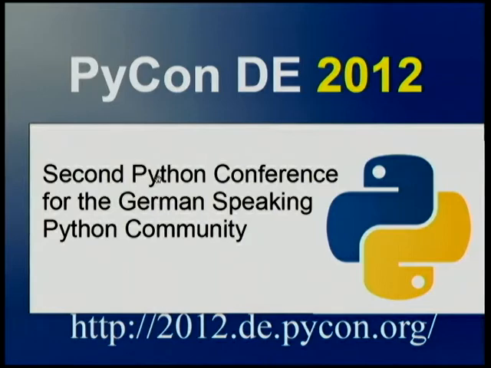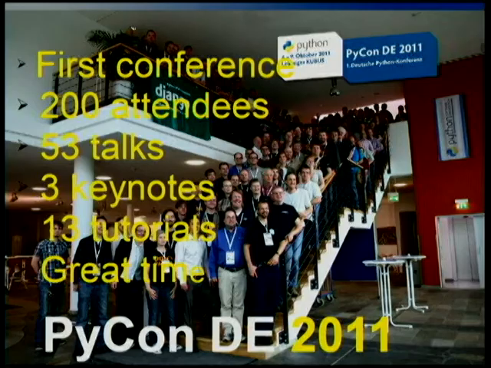This year we have the second edition of this conference, PyCon DE, and DE doesn't really stand for Germany. It stands for the German-speaking Python community. Last year we had our first conference, and it was a great conference. We had about 200 people coming, more than 50 talks, 3 keynotes, 13 tutorials, and everybody had a great time, as you can see on this photo. And we would like to repeat this year.